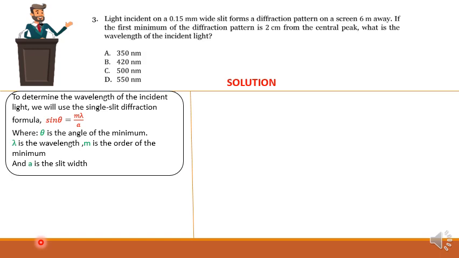Now, to determine the wavelength of the incident light, we will use the single slit diffraction formula, which is given as sin theta equals m lambda over a. Where theta is the angle of the minimum, and lambda is the wavelength. m is the order of the minimum, and a is the width of the slit.